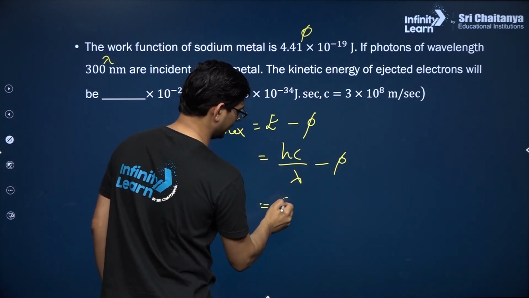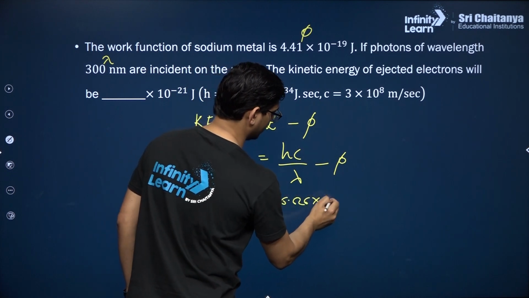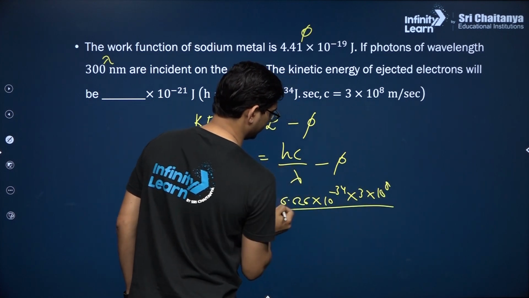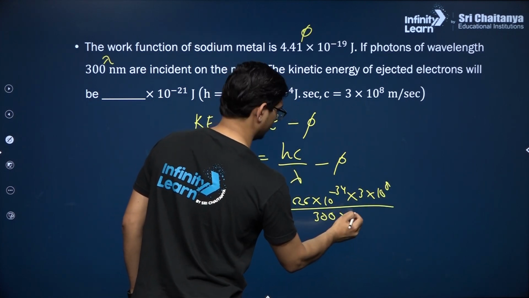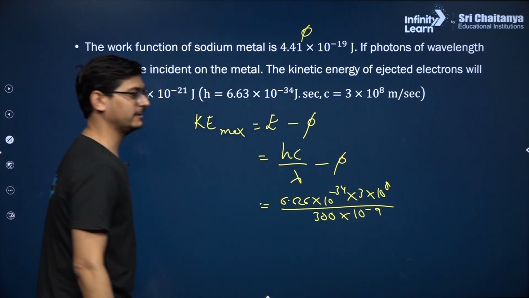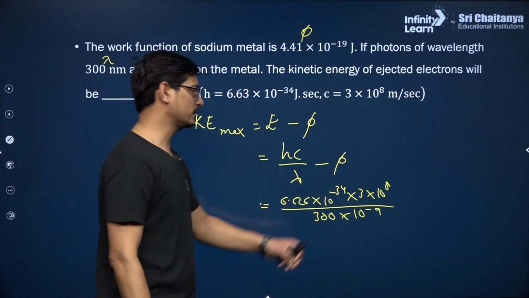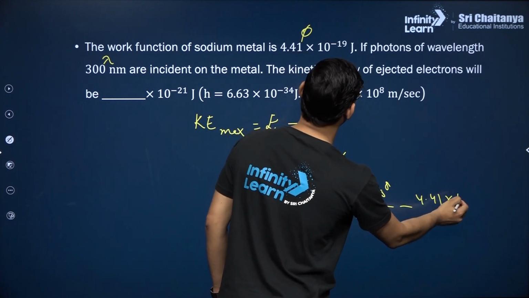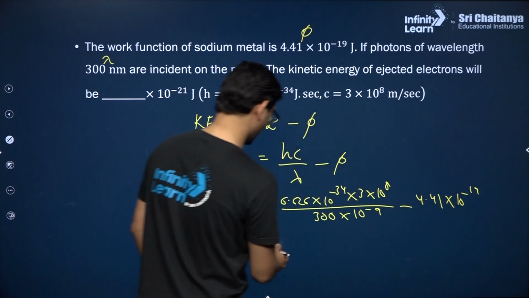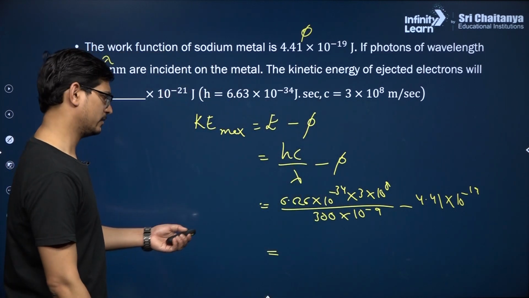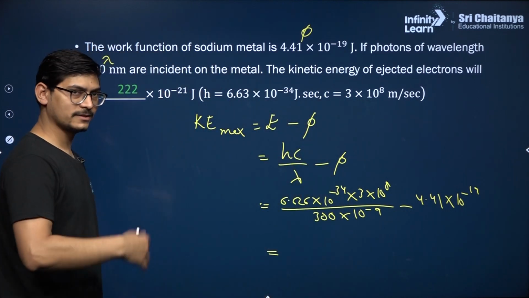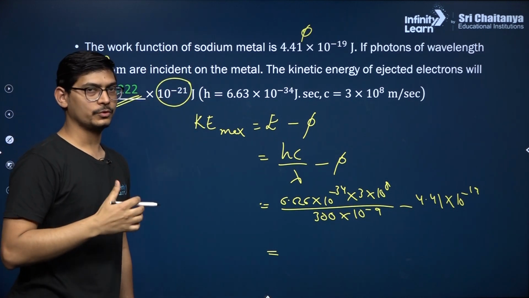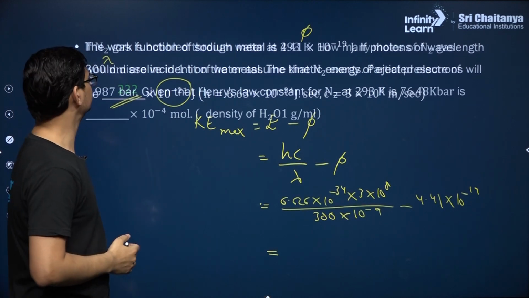Now you can substitute the values here, 6.626 into 10 raised to minus 34 into 3 into 10 raised to the power 8, divided by the wavelength, which is given to be 300 into 10 raised to minus 9 meter, right. So this will give you the energy in joules minus the work function, which is given to be 4.41 into 10 raised to the power minus 19. From here you can calculate the kinetic energy in joules, and when you adjust it to the power of minus 21, the number will be 222, right.